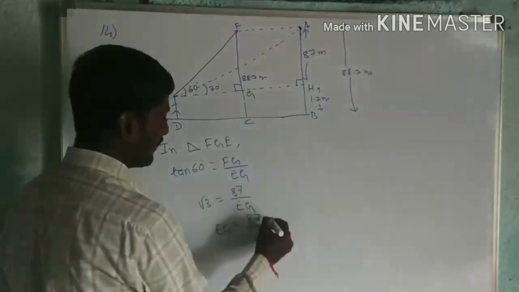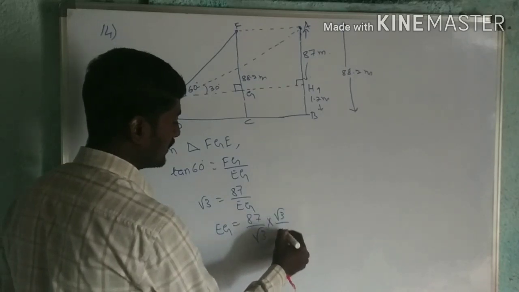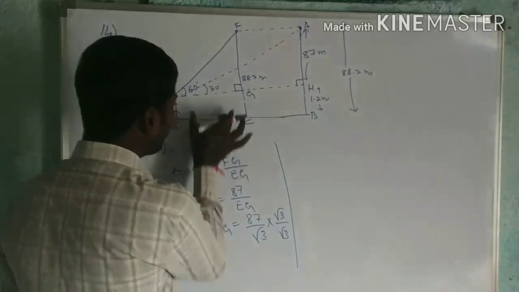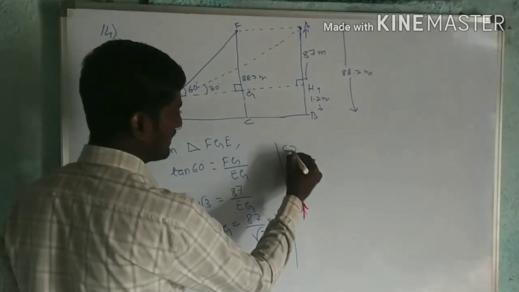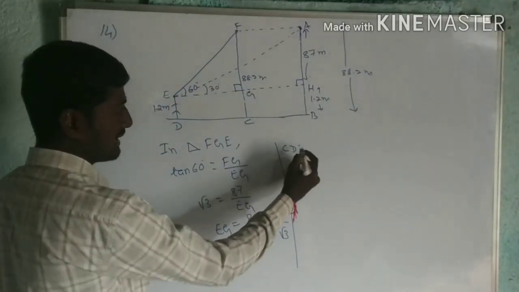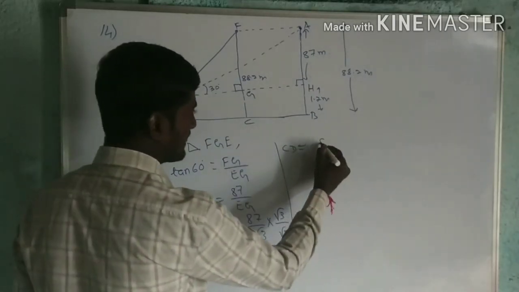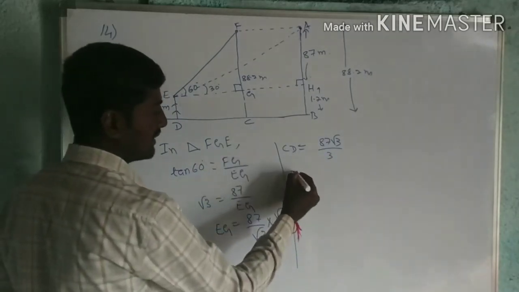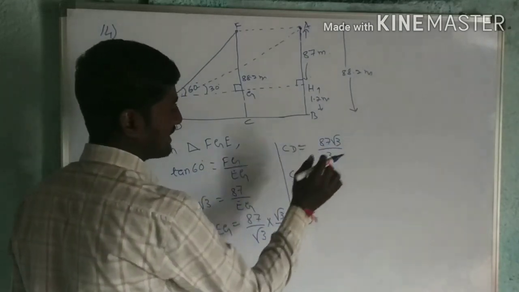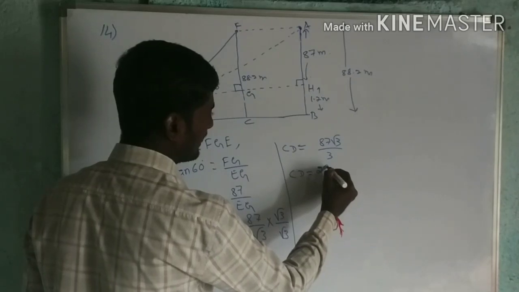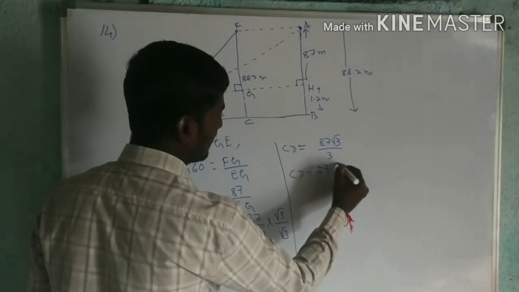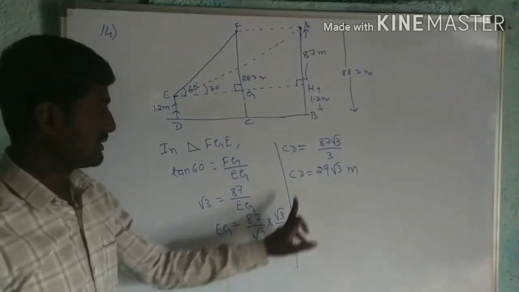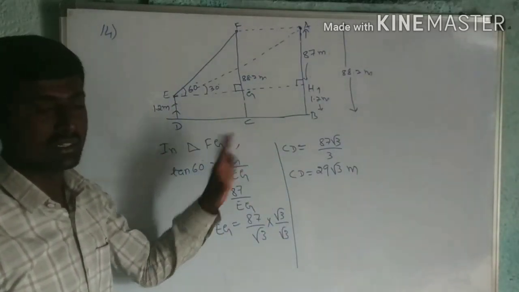Now multiply and divide by root 3. So we will get EZ, which is equal to CD, both are same. CD is equal to 87 root 3 divided by 3, since root 3 into root 3 is 3. Now this CD is equal to 87 divided by 3, that is 29, so 29 root 3 meter, because in meters they are given. So I got CD as 29 root 3 meter.